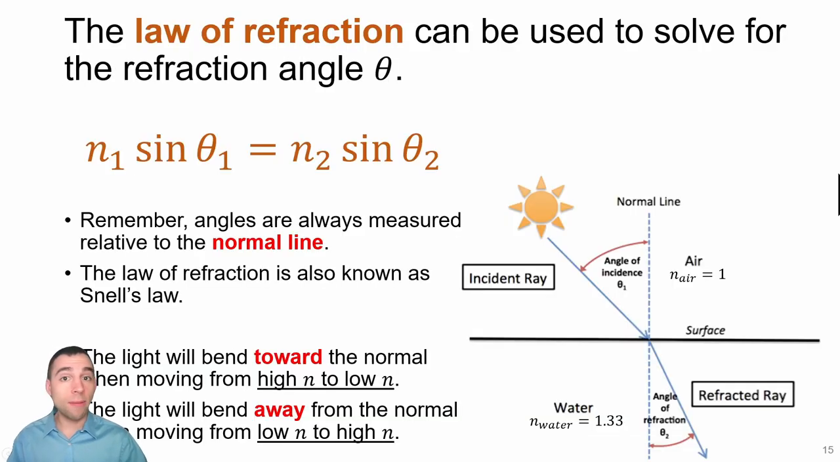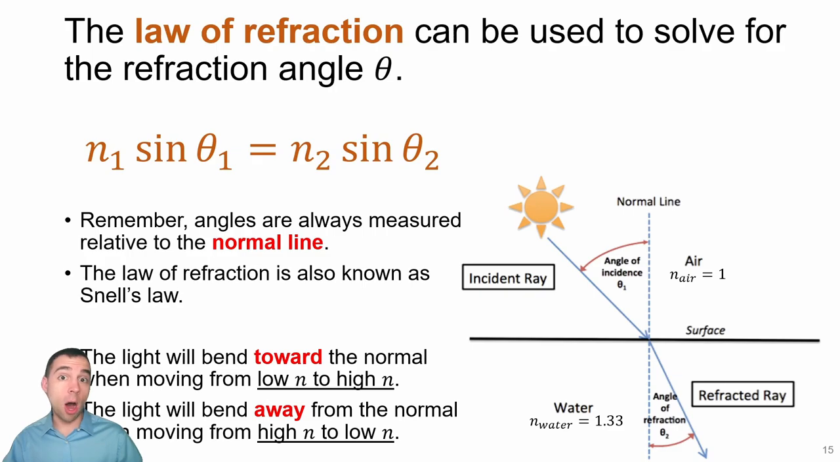We can use the law of refraction to solve for how much a light wave will bend as it travels from one medium to another, and we'll need to know the indices of refraction and the angle at which the incident light ray hits the interface.